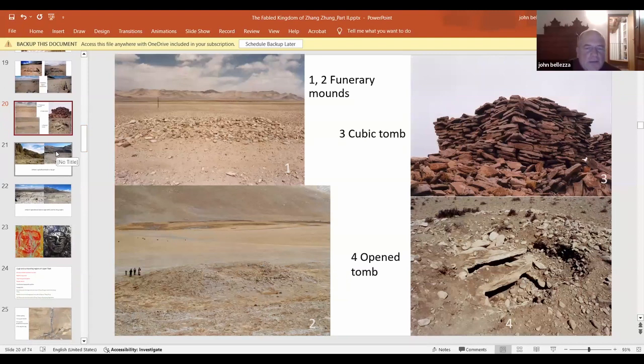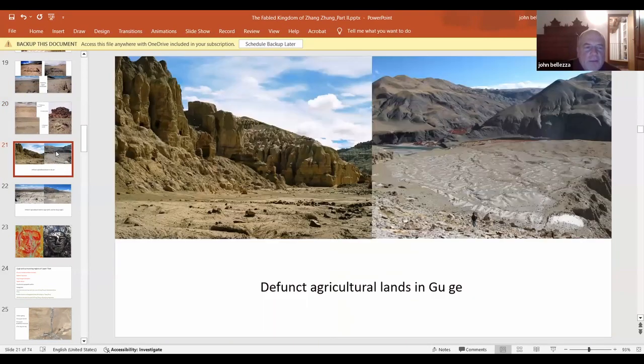So just keep this in mind, because we're going to be looking at a lot of interesting artifacts here at the moment. I want to briefly go to agriculture because Western Tibet is full of old architecture which no longer is being farmed, cultivated.